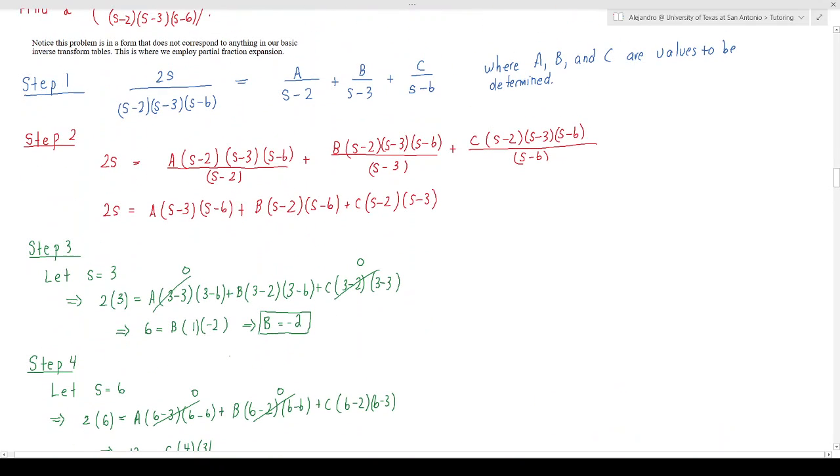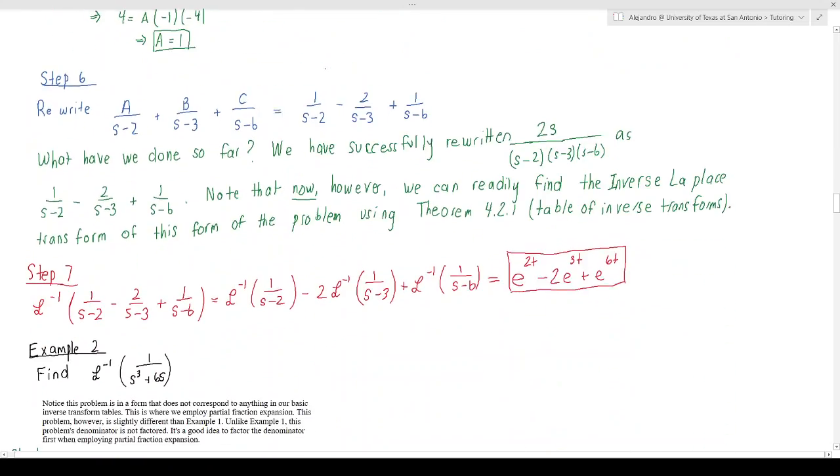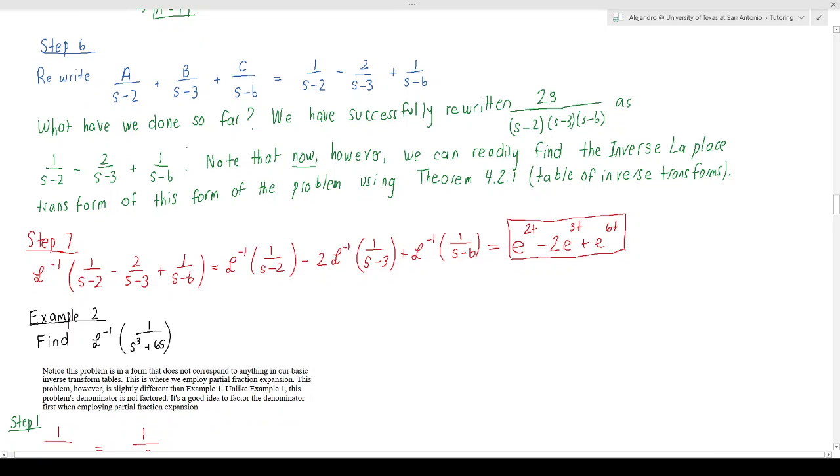Remember we had written our formula as A over s minus 2 plus B over s minus 3 plus C over s minus 6. But we found A, B, and C already, so we can rewrite it using the numbers: 1 over s minus 2, minus 2 over s minus 3, plus 1 over s minus 6. We have this minus here because B was equal to negative 2, so instead of plus negative, we just put minus. It's the same thing. So we've successfully rewritten this complicated looking term with a lot of factors in the denominator as a simpler form.